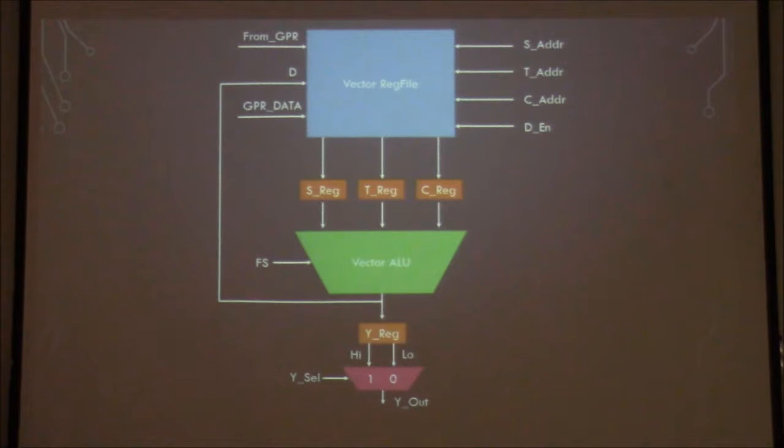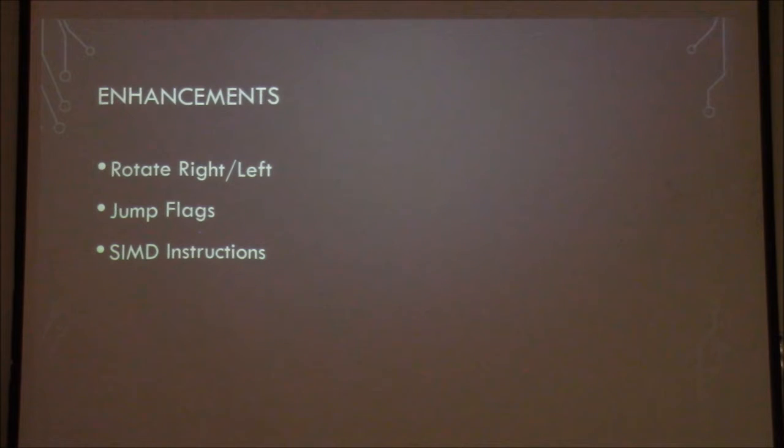Yes. What is that signal from GPR? I mean, what does it control? So that's from the MCU. Whenever I have an enhancement vector call, and then I need to write to the vector register file. So it's like a load signal? Yeah.